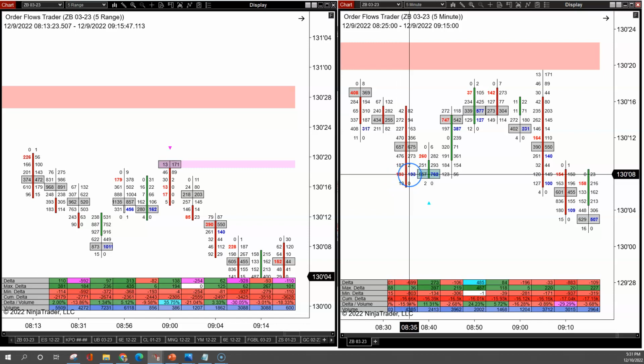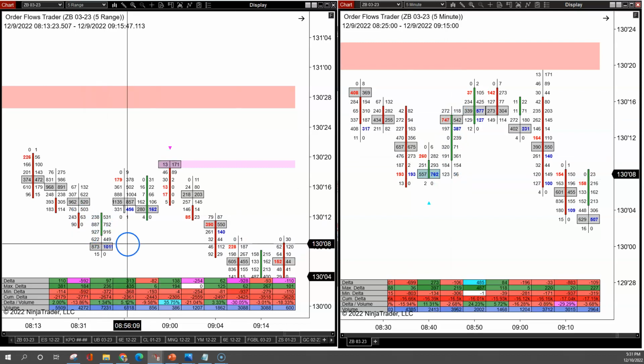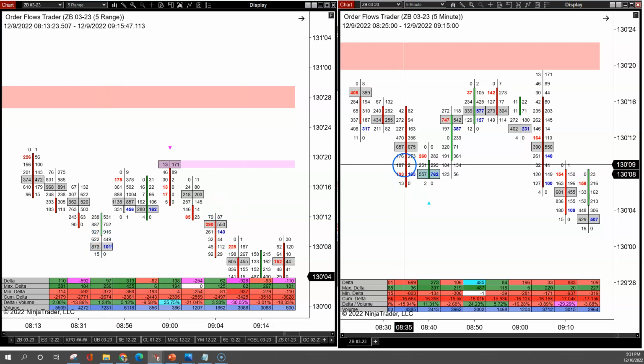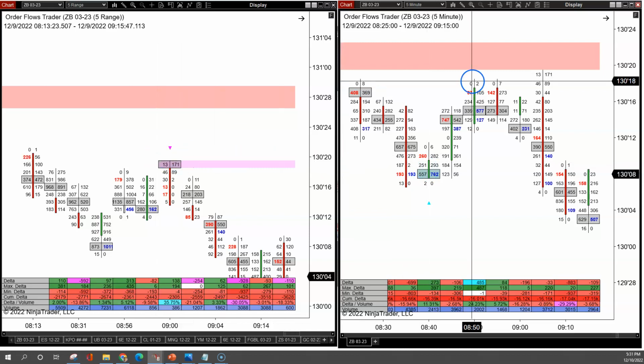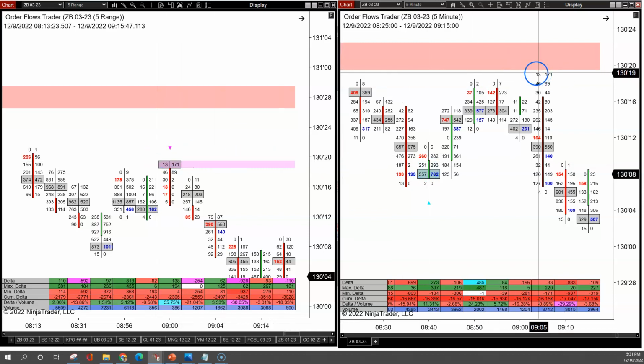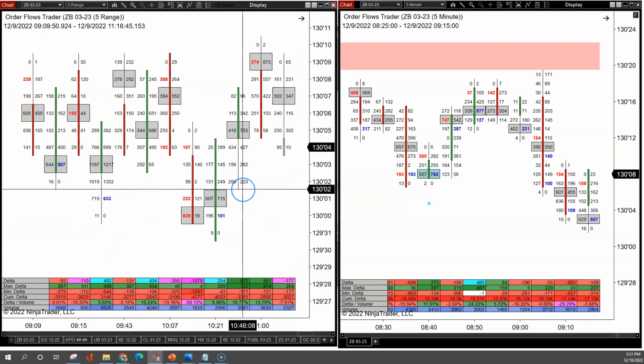But on the 5 minute, the 5 minute ends, you've got to start a new bar. 5 minute ends, it starts a new bar. Whereas here on the range-based chart, it's just all combined in there. So here you do have a bullish prominent point of control, but you don't have the bearish prominent point of control. So, like I said, there are advantages and disadvantages.